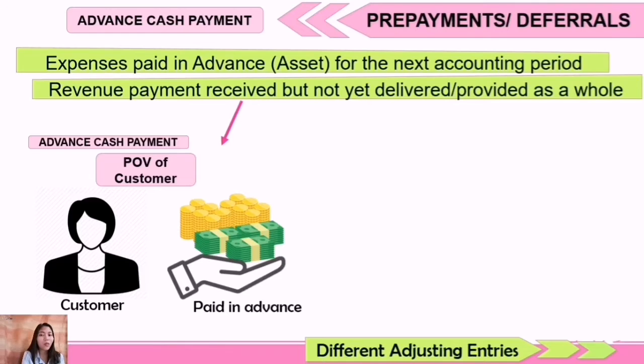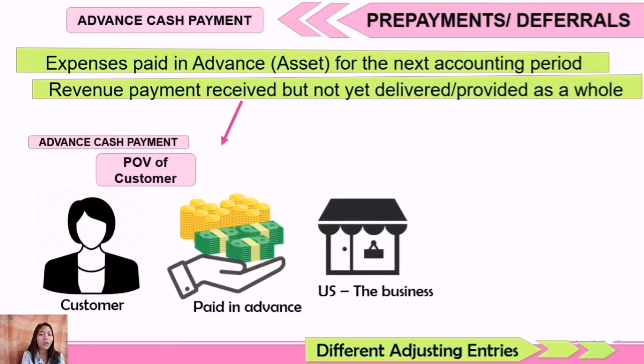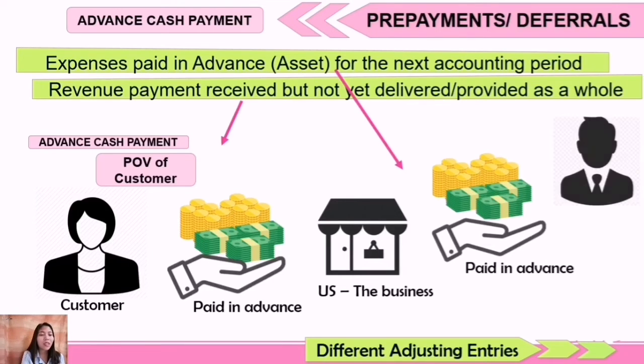So there is an advance cash payment from the point of view of the customer. We have received the payment. Then as the business, we paid in advance a certain someone or business for an acquired prepaid expense or asset that will be used for the next accounting period. So this is the scenario.